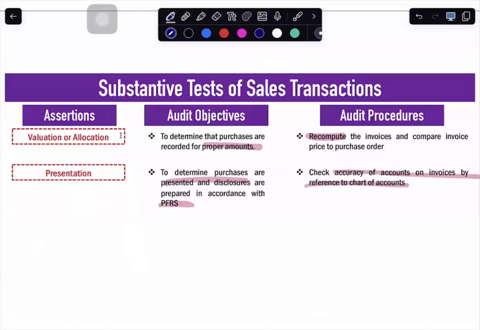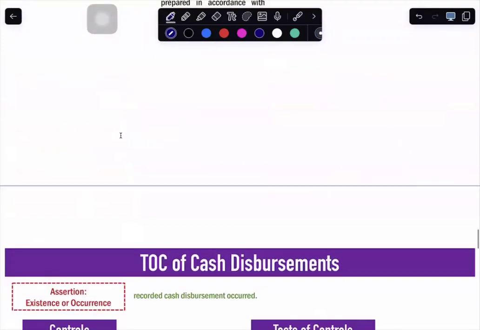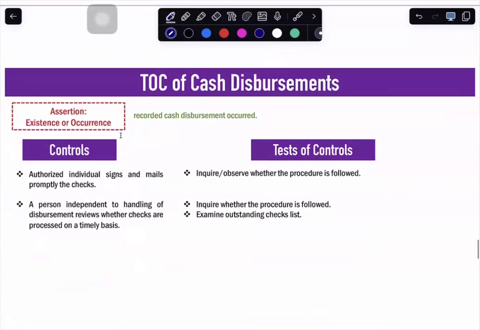And since we're done with the TOC of your purchase transactions, we go now to your TOC of cash disbursements. Since we're done with the TOC and substantive tests of purchase transactions, we go now to the TOC and substantive test of your disbursement. Let's start first with the TOC of cash disbursement.